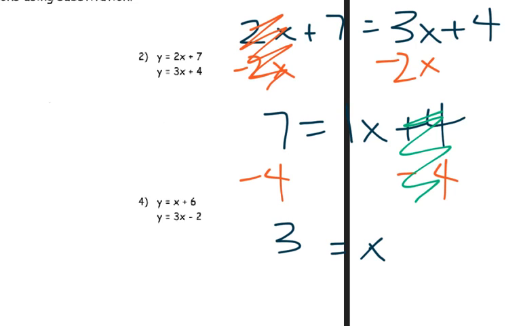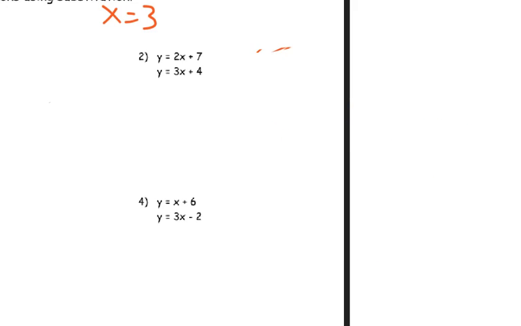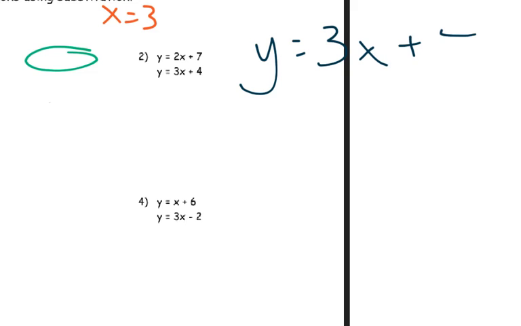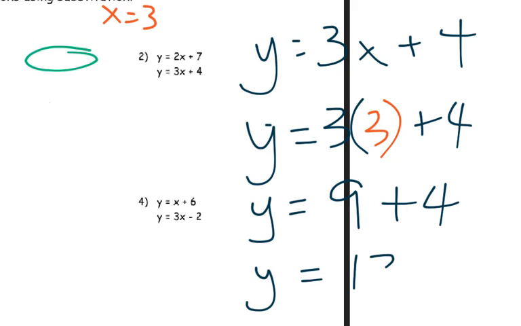So x is 3. So this is what we know. X equals 3. And so now I'm going to pick one of the equations. They both look about the same difficulty, so it doesn't really matter. I'll just pick the second one. So I got y equals 3x plus 4. And so y equals 3 times 3 plus 4, and 3 times 3 is 9. Plus 4, so y equals 13.